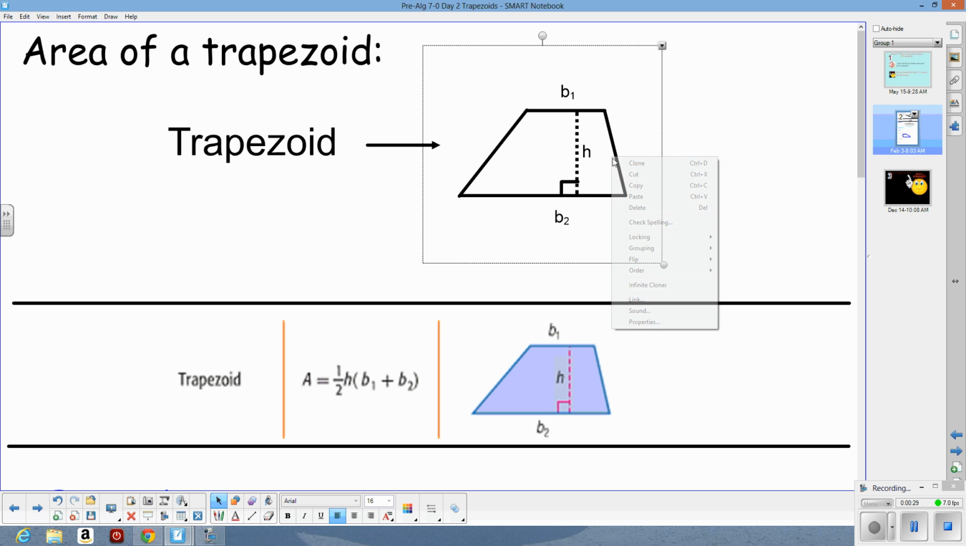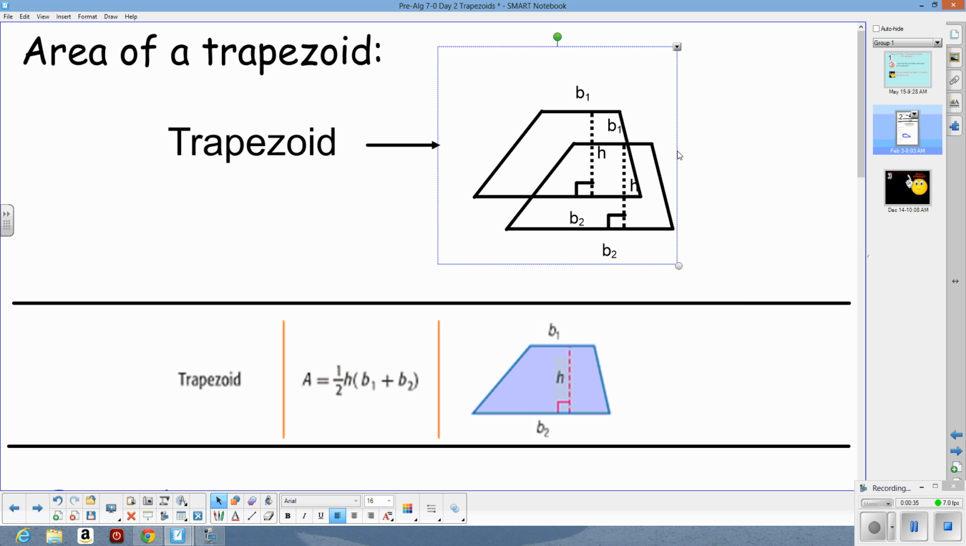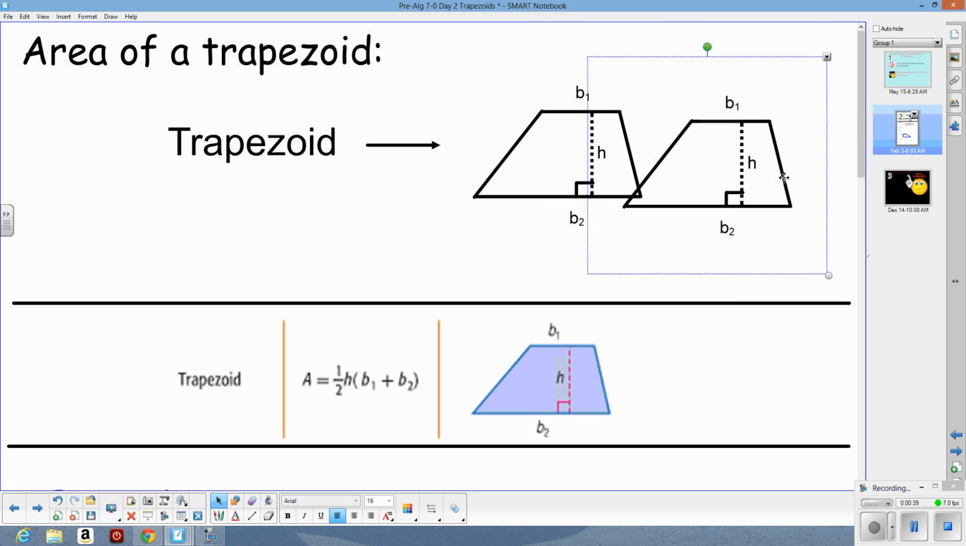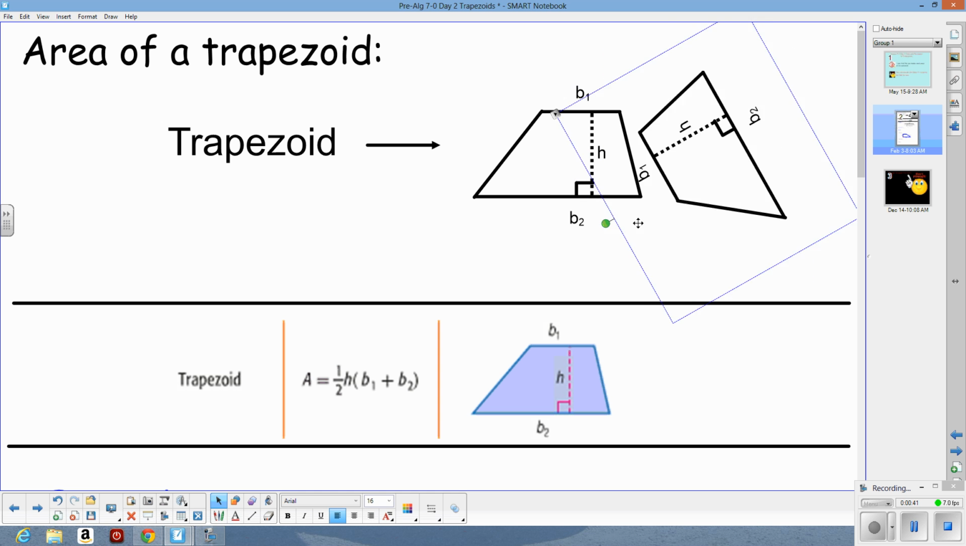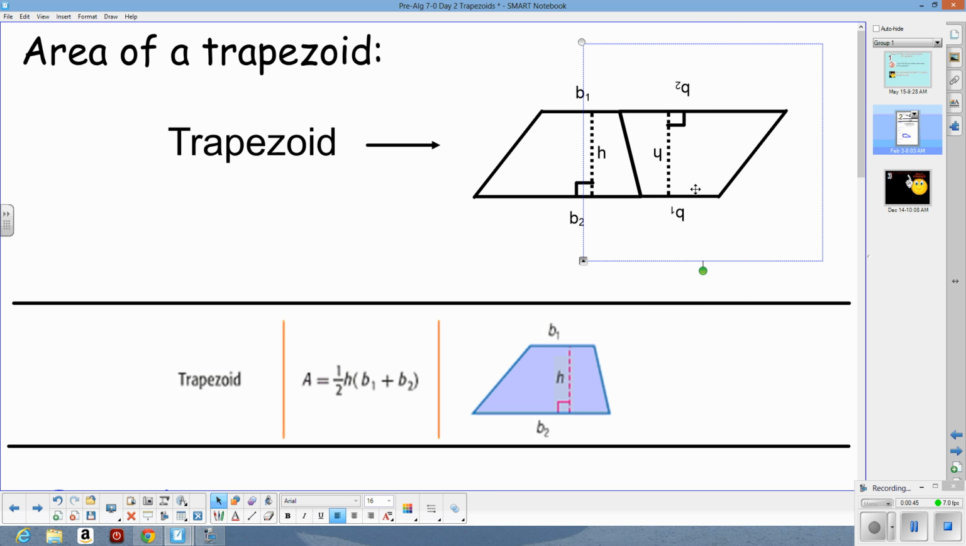Now, if I were to take this trapezoid and make a copy of it, and then spin it around and put it together, you will see that we end up with a parallelogram. So a trapezoid is really just half of a parallelogram. Remember that the area of a parallelogram is the base times the height.